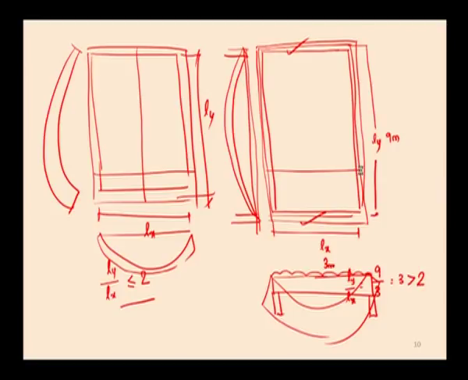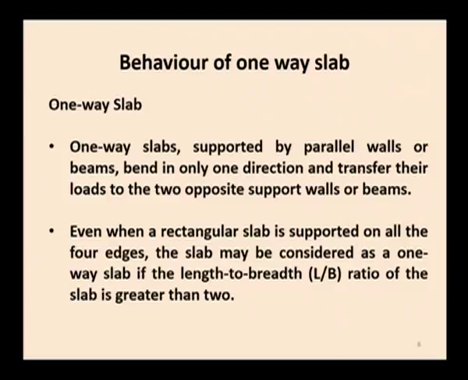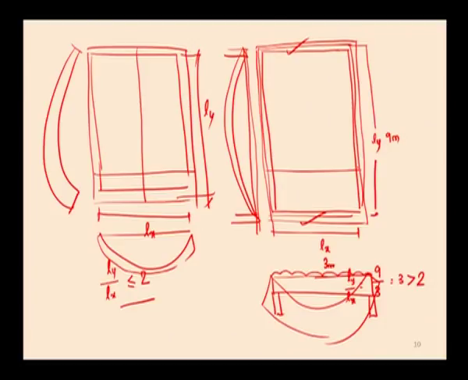Now, here in the case of one way slab, how does the slab behave? The one way slab supported by parallel walls or beams bends in only one direction and transfers its loads to the two opposite supports, the walls or the beams. So, here this is the slab which has been considered as a one way slab. It is supported on these two opposite beams or opposite walls, and the slab load has to be transferred to these two beams or two walls only. It will not be transferred to these two opposite beams in the other direction. That is called a one way slab.